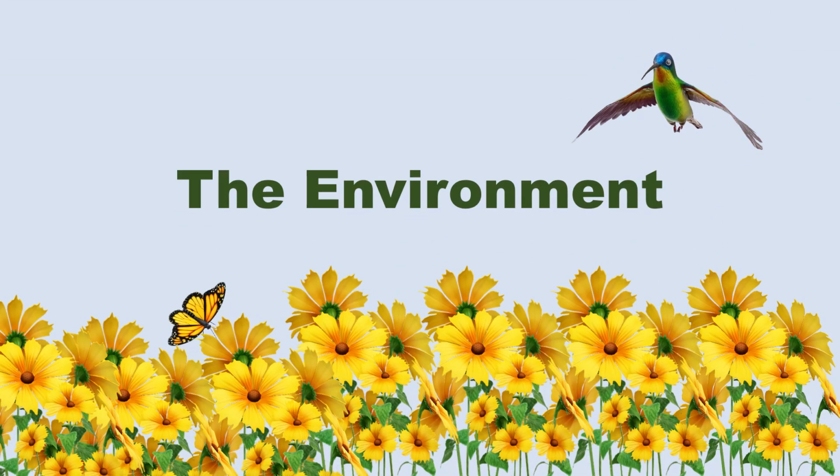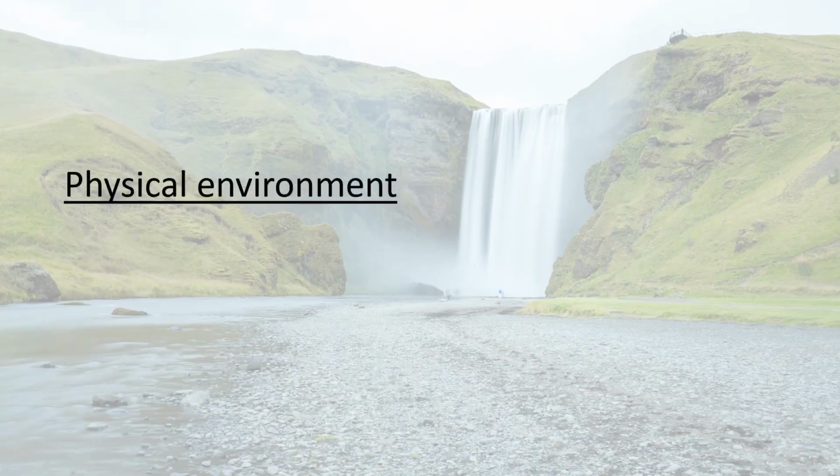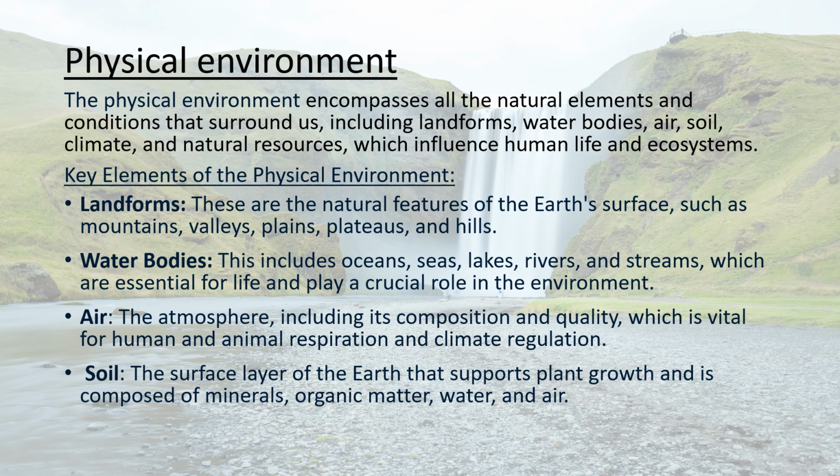In this video, we will be dealing with a topic of ecology, that is the environment. Physical environment encompasses all the natural elements and conditions that surround us, including landforms, water bodies, air, soil, climate, natural resources, which influence human life and ecosystems. An ecosystem is a community of living organisms where the living organisms interact with the physical environment.